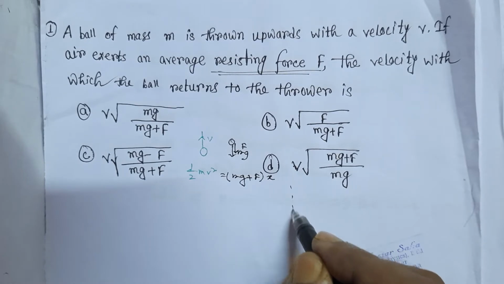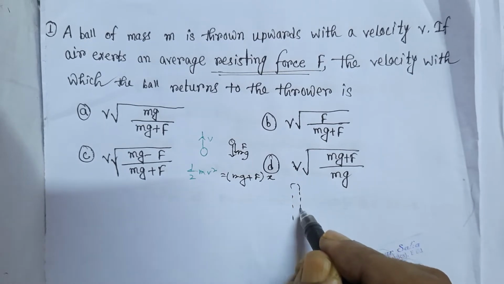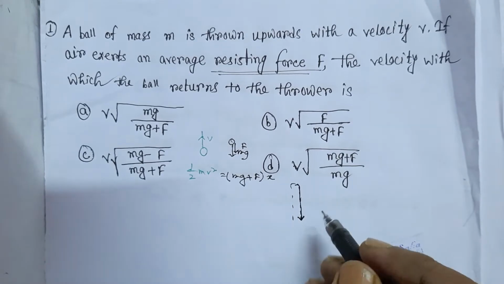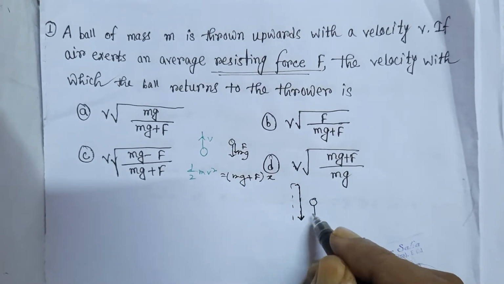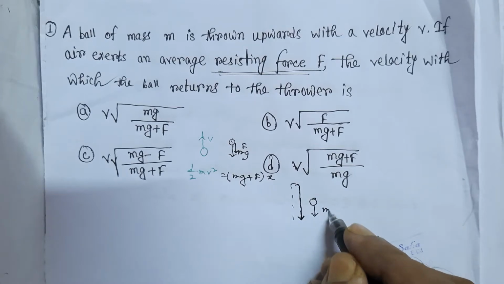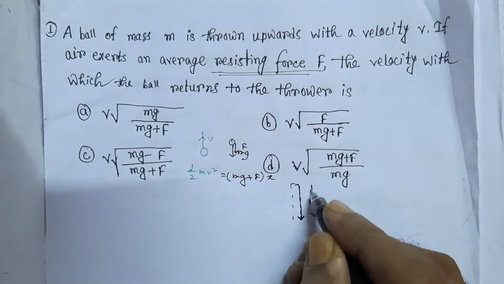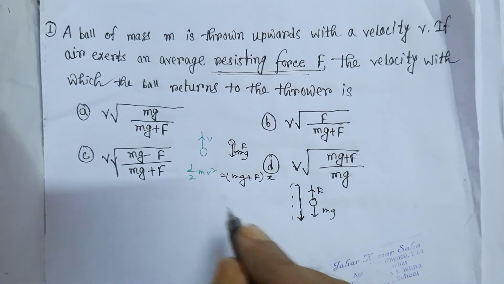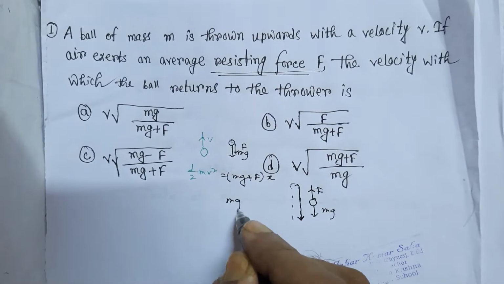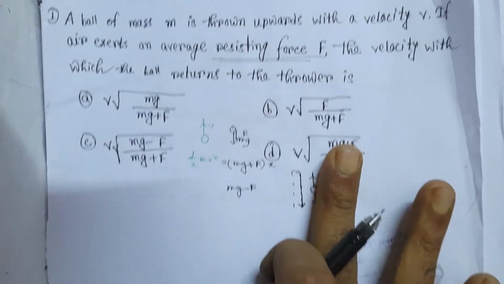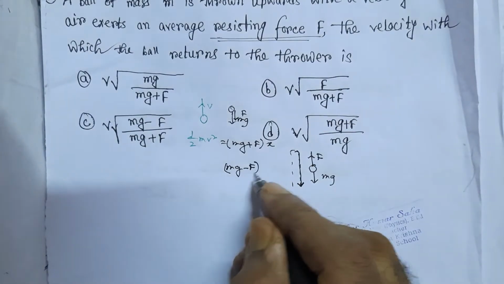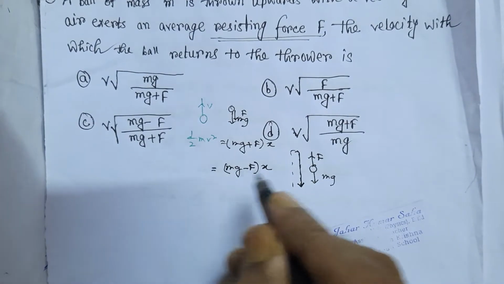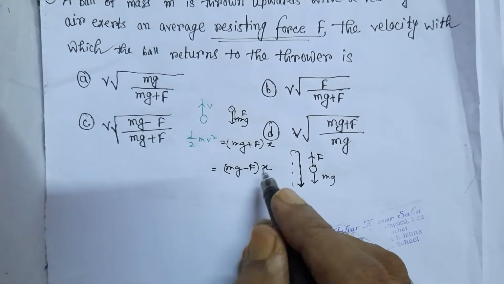Now the ball is at the topmost point. It will fall due to the attraction of gravity now. Now the forces acting on the ball are weight in the downward direction and resisting force in the upward direction. Now the resultant force acting on the ball is mg minus f. And when it is returning back to the thrower, the distance traversed by the ball is x, equals the kinetic energy gained by the ball.